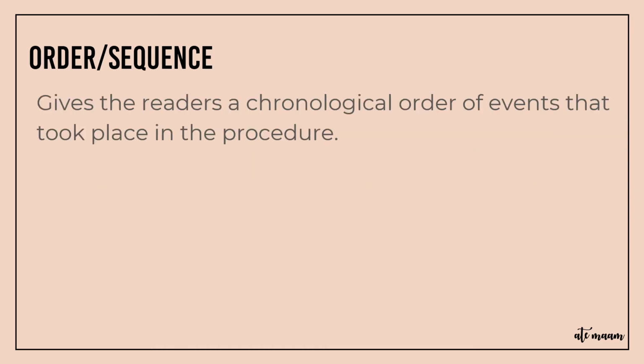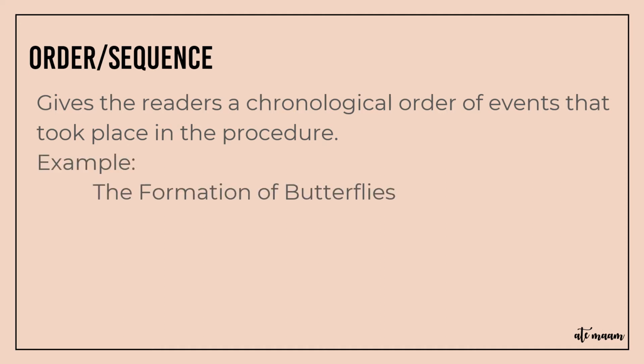Next, we have order or sequence. It gives the reader a chronological order of events that took place in a procedure. So having the word order, you need to describe or narrate or discuss the order of an event from start to finish. An example topic is the formation of butterflies. This uses the order or sequence classification, since you will describe the life cycle of the butterfly from eggs to caterpillar to pupa and until it becomes a butterfly.